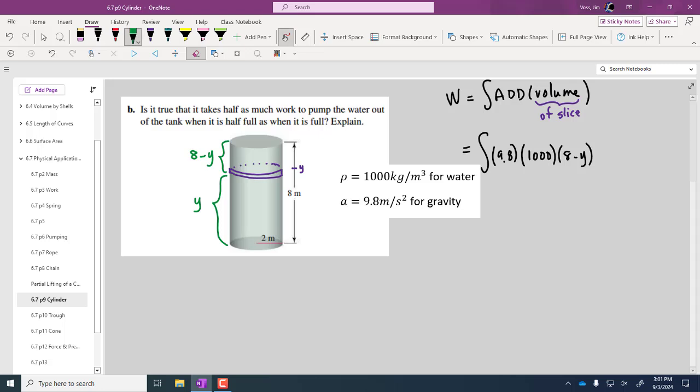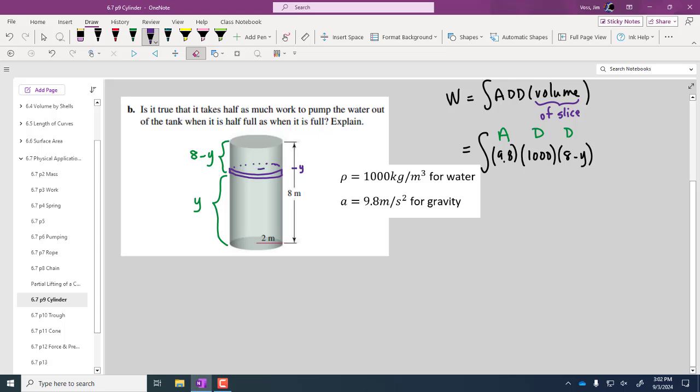Now we want to deal with the volume. So there's ADD: acceleration, density, depth, or distance. Volume, volume of slice. Not volume of tank, volume of slice. Okay, so that purple slice, we want the volume of it. Oh, it's a disk with thickness. So its volume is the area of the cross-section, pi r squared, multiplied by dy, the thickness of it.